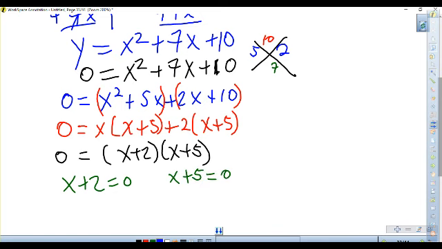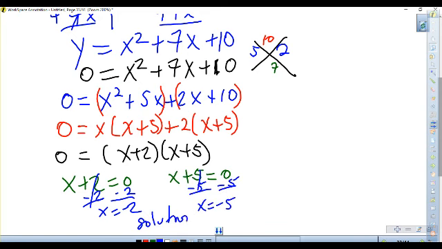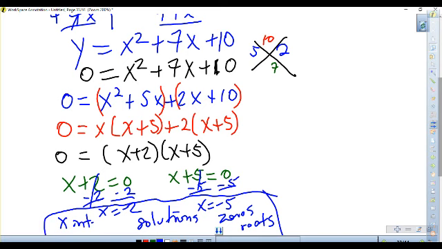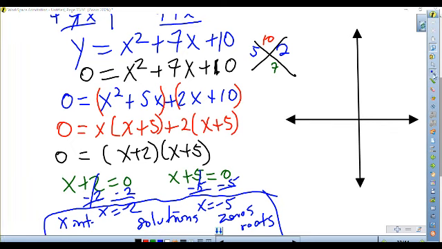Continue. x equals -2. x equals -5. These are my solutions. x-intercepts, zeros, roots. Hands if you got that. Okay, pass someone. Matthew, question: do we have to write solutions, x-intercept, zeros? Okay, yeah, let's write solutions, x-intercept, zeros, and roots.